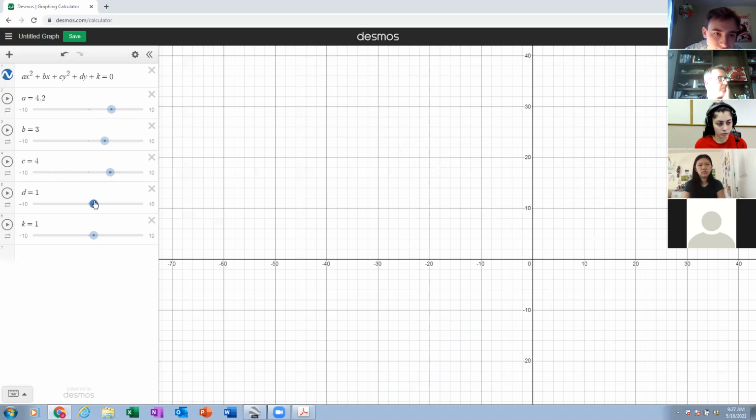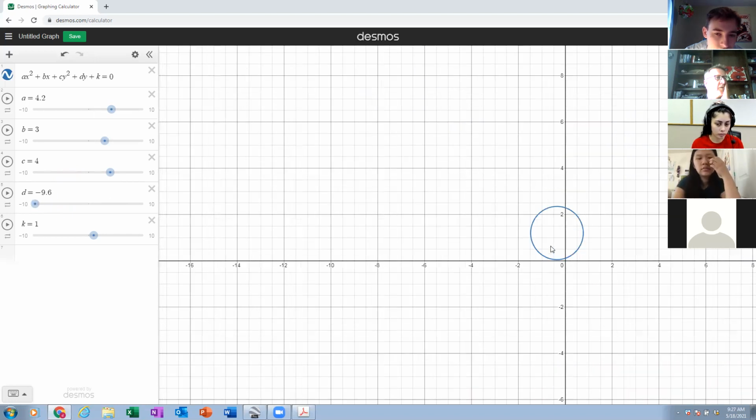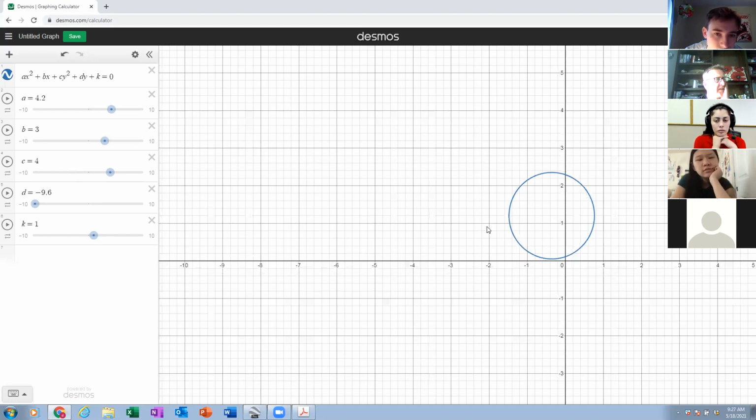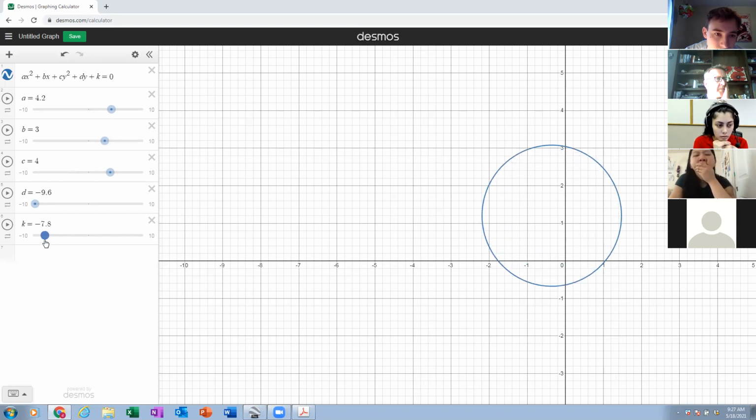Let's see. Notice that looks pretty circle-like. That's kind of interesting. Maybe it's still an ellipse, but it's pretty close to a circle. If I change this, it gets bigger and smaller, as you can imagine a constant would do. Why does that look circle-like? Does anybody know? Take a look at the numbers that I chose. It has to do with this A and this C, because those are the numbers in front of the important terms. Notice how they're almost the same, 4.2 and 4.